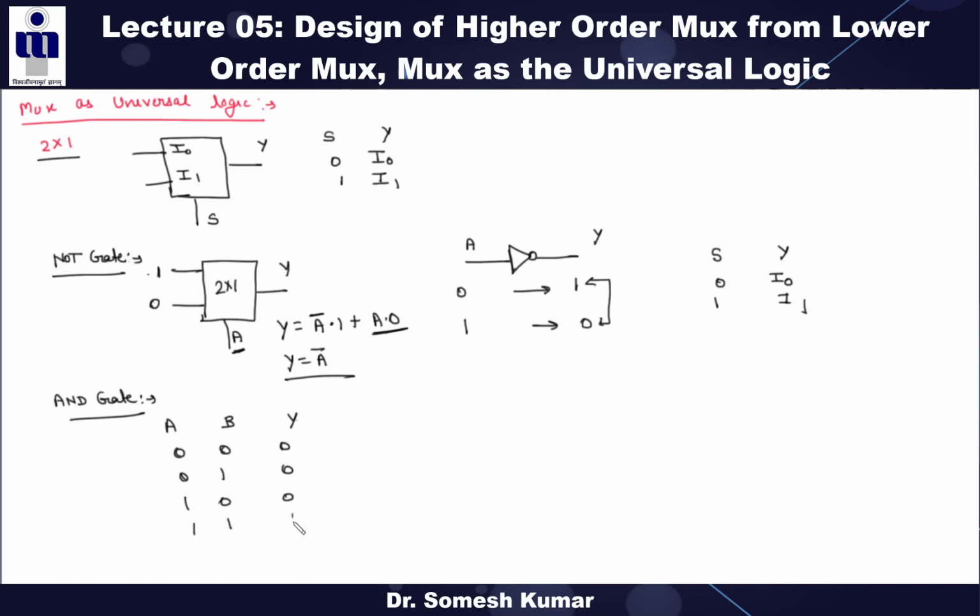So this is the truth table of your AND gate, right? And this is the truth table of your 2:1 mux. Now tell me, if I am taking A as a select line, if A is 0, what is the output? Output should be 0. If A is 1, what is the output?